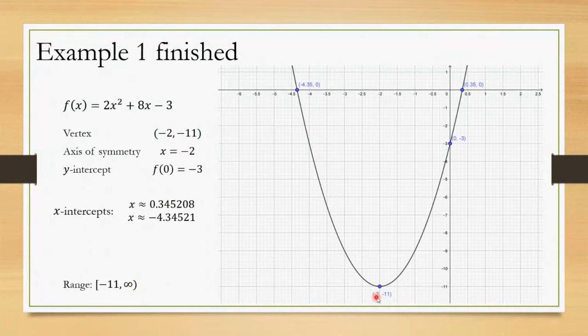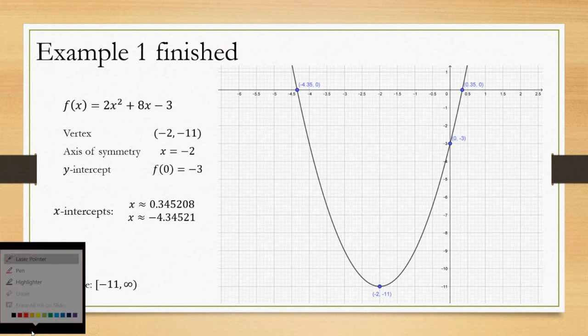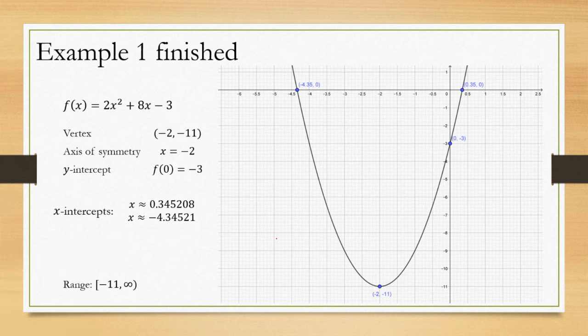Now we have the vertex, which is down here, -2, -11. We have our x-intercepts, and we have our y-intercept. Let me just draw the axis of symmetry. That's a vertical line through the vertex. That's why I have here x equals -2.